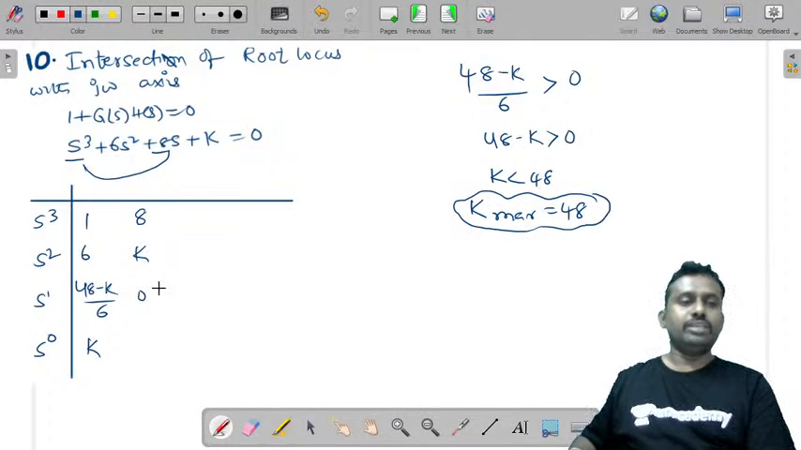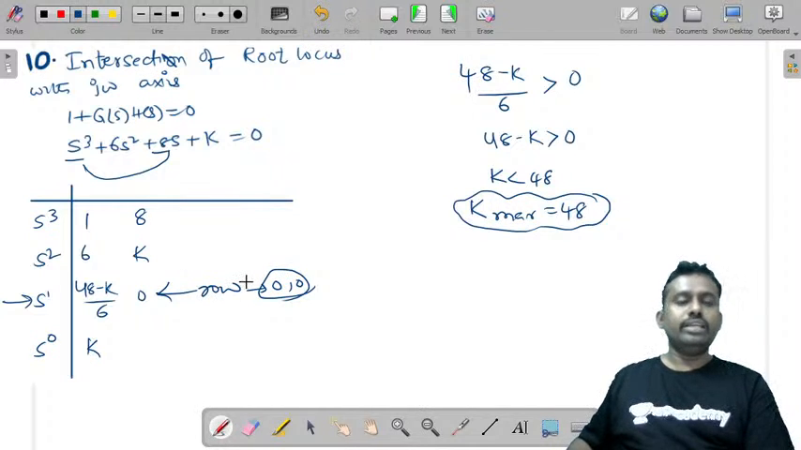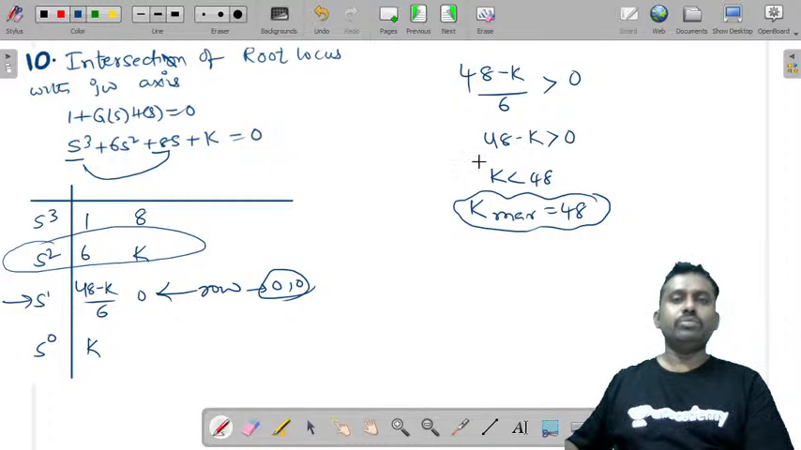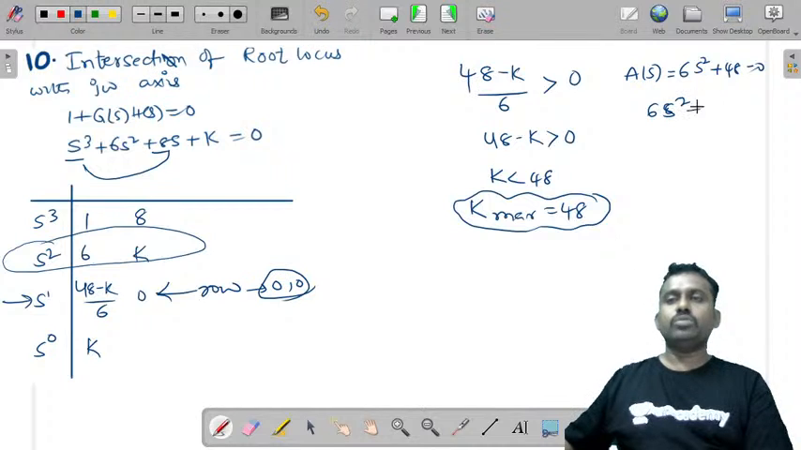At this point, if you substitute K is equal to 48 here, this row will become an all-zeros row. That is, it is giving you the roots on the imaginary axis. So you take K is equal to 48. You need to consider the equation above the zero row. So the auxiliary equation will be A of s is equal to 6s square plus 48 is equal to 0. So 6s square plus 48 is equal to 0, so s square is equal to minus 48 by 6.